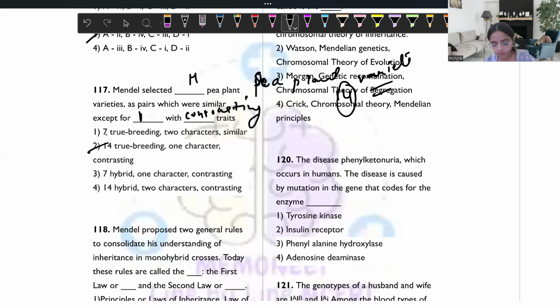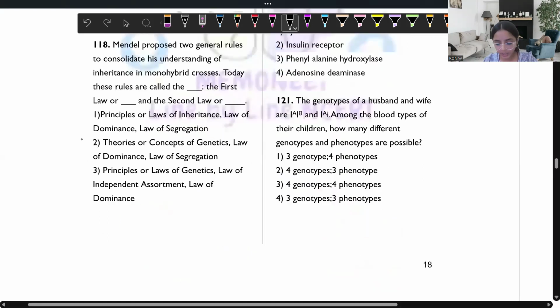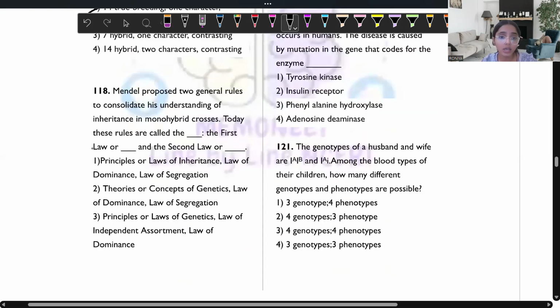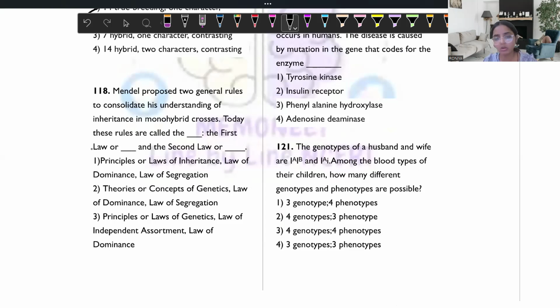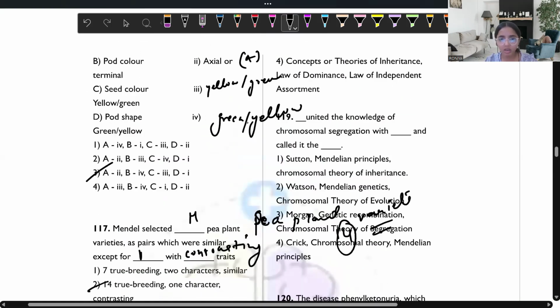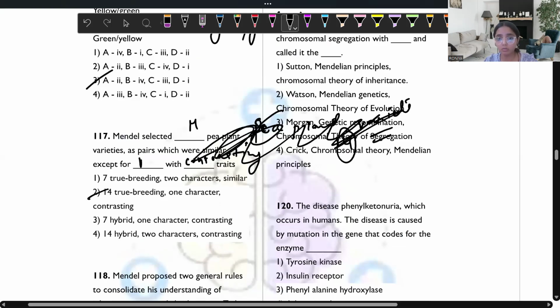Option 2. Okay. Question 118. Mendel proposed two general rules to consolidate his understanding of inheritance and monohybrid cross: law of dominance and law of segregation. The first is the law of dominance and the second one is the law of segregation. So the answer to question 118 is option number 1. Very simple question, extremely simple. You don't have to see the other options.